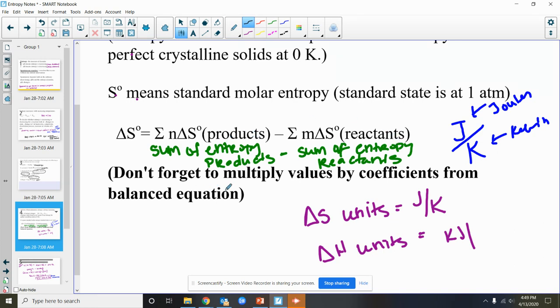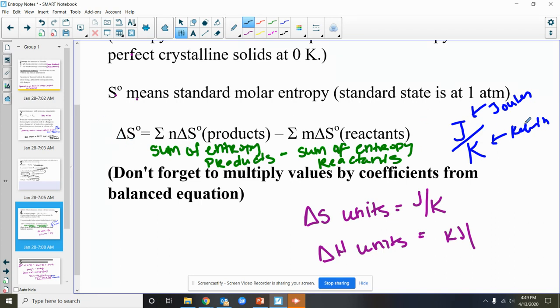Same thing that you did with enthalpy. You also want to make sure that you multiply the values from your balanced equation. So I'm going to take the number of moles of my balanced equation and multiply it times its value. Because if you don't, then you're going to, again, end up with a wrong answer, which is not what we want here.